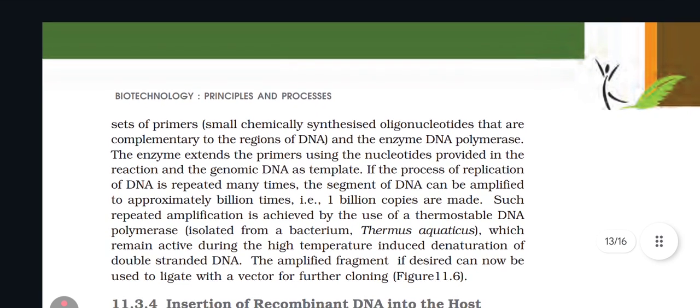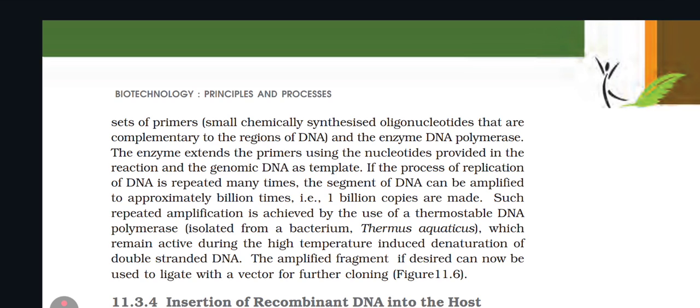The enzyme extends the primer using the nucleotides provided in the reaction and the genomic DNA as template. If the process of replication of DNA is repeated many times, the segment of DNA can be amplified to approximately a billion times, that is, 1 billion copies are made.